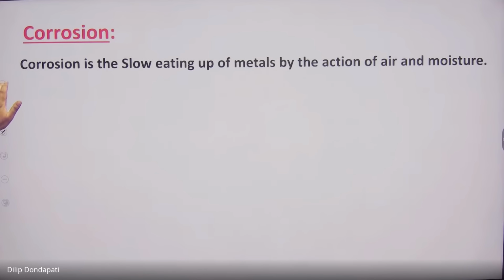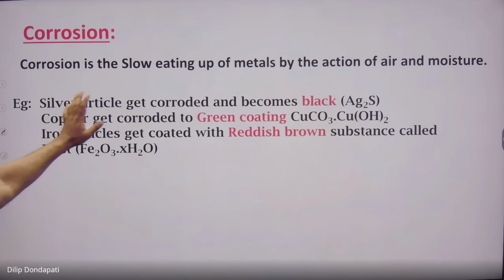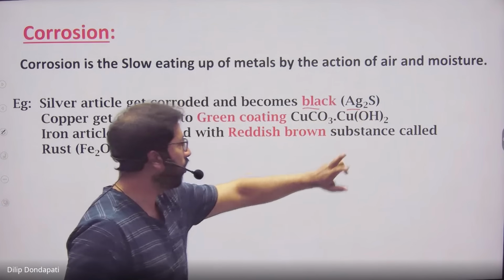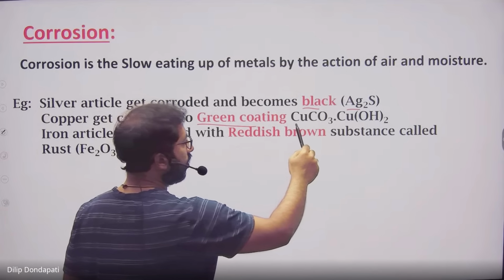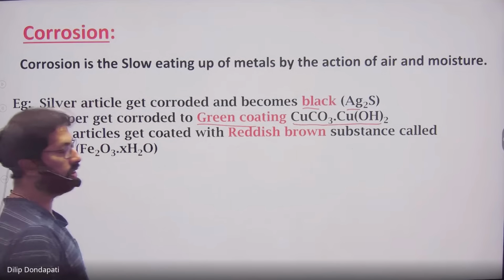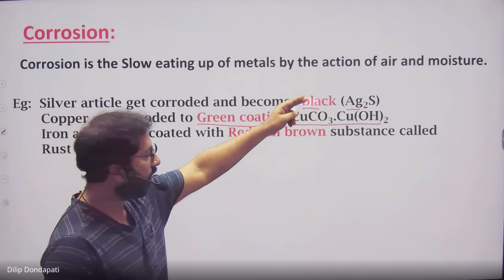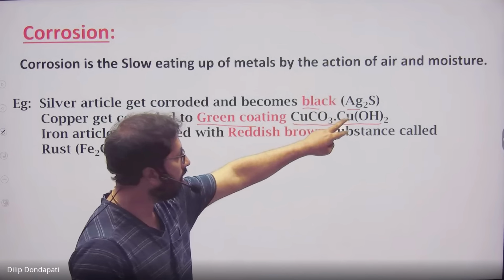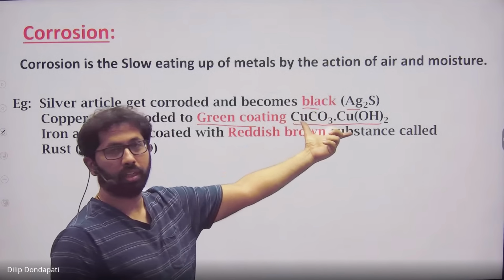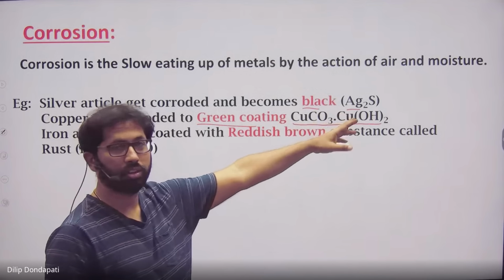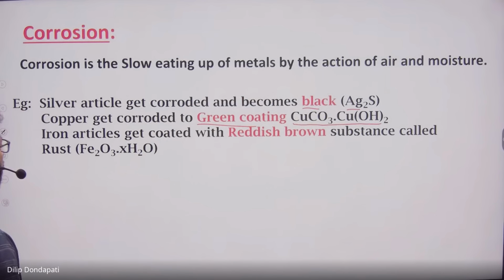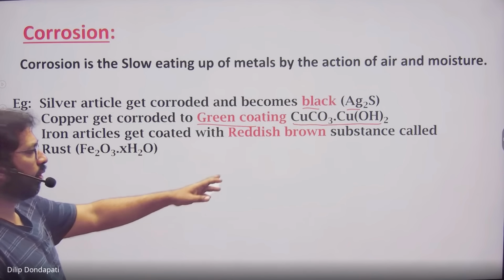Yes. Look, silver articles get corroded, which is black in color, Ag2S forms. And copper forms a green coating, CuCO3 dot CuOH taken twice. Copper reacts with carbon dioxide, water and oxygen and forms this. No one will ask the reactants, but they will ask directly what will happen. This one is important. And iron becomes reddish brown.